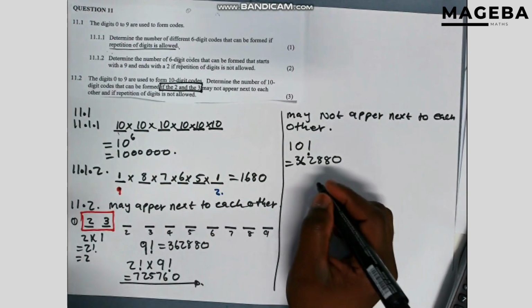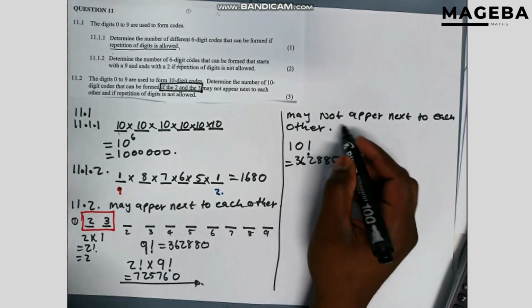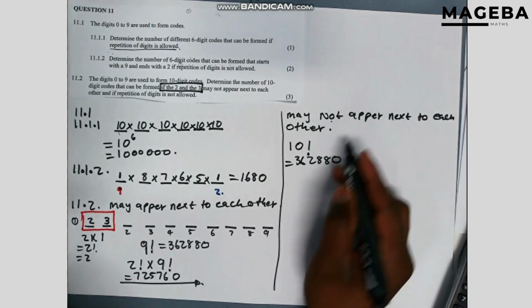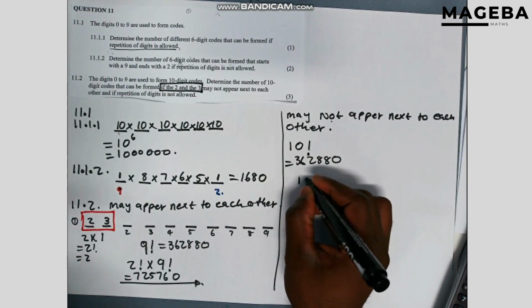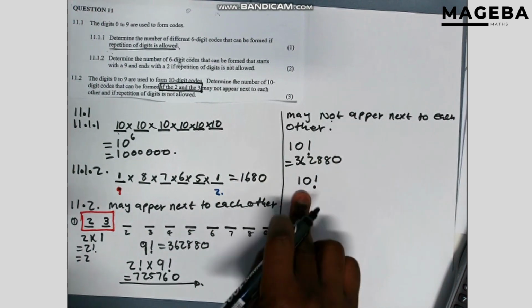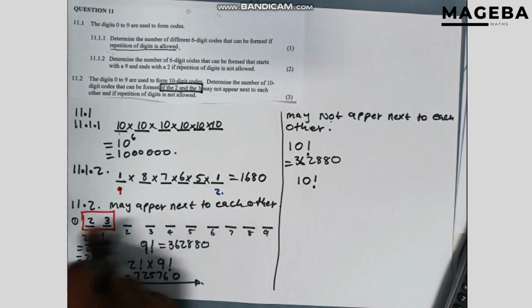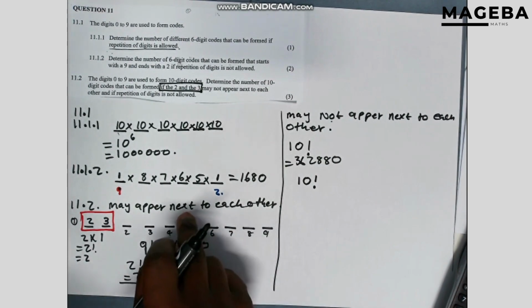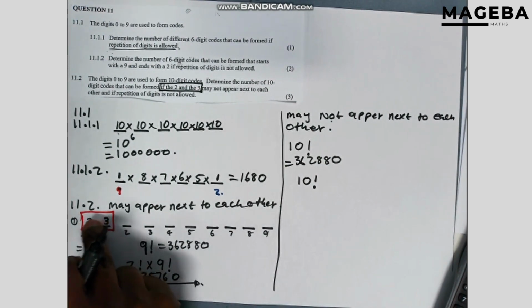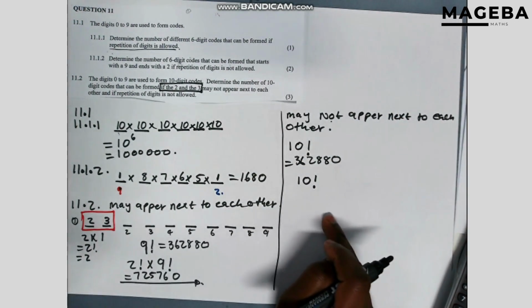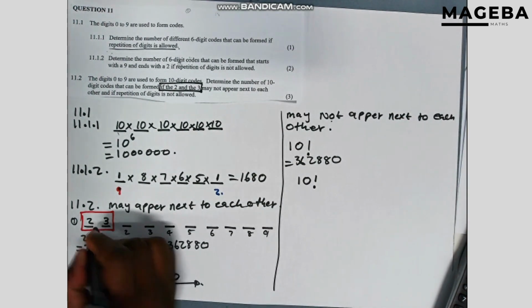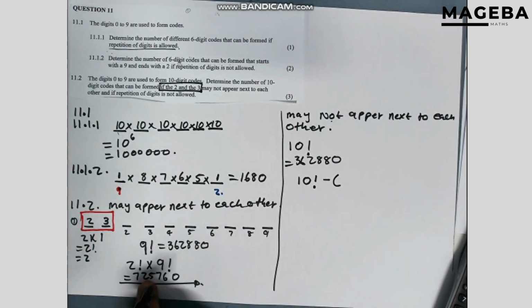After that, how do we find the case where they may not appear next to each other? This is the arrangement that we have of all the digits of the code. We already found where 2 and 3 may appear next to each other. How do we find it if they are not going to appear next to each other? We're going to subtract the one that we found, where they appear next to each other.